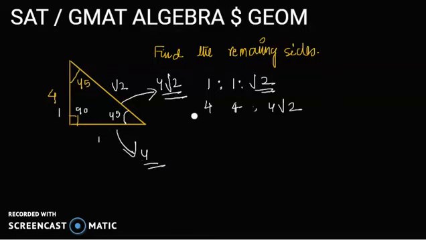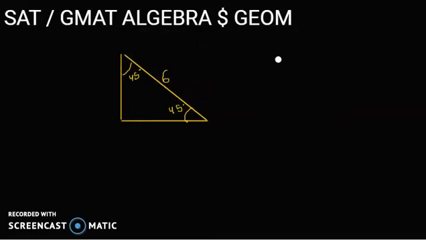I hope it is clear how we find different sides if we know the ratio of the sides of the triangle. Here is the second question. Let us try a little harder question.